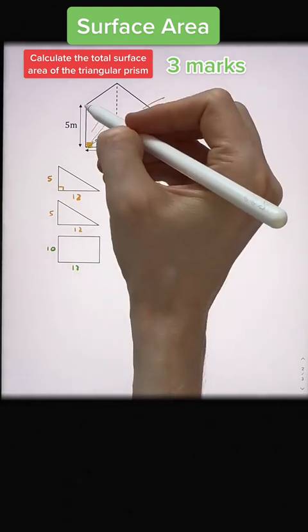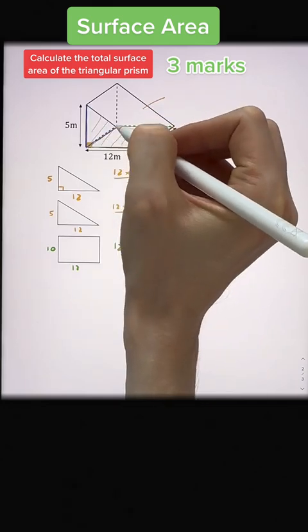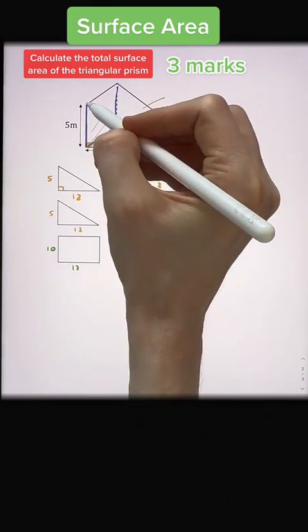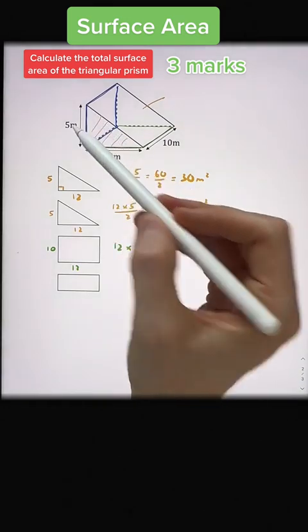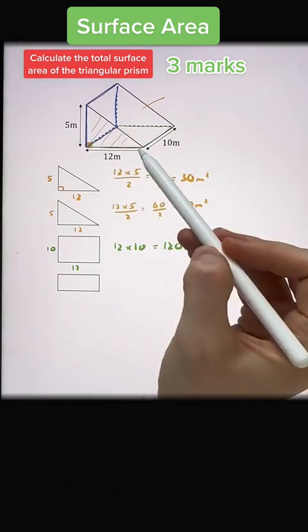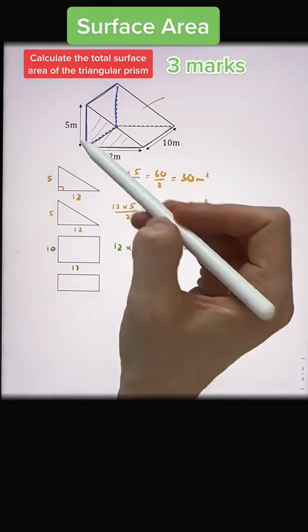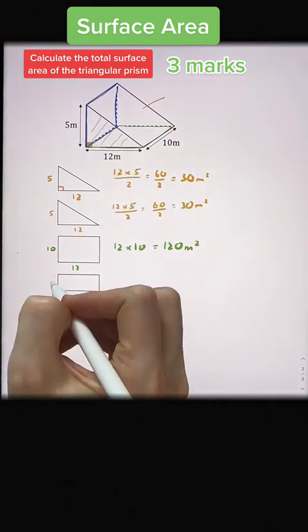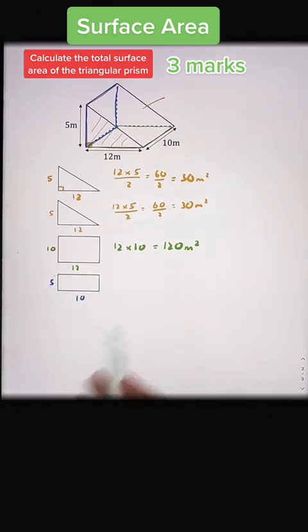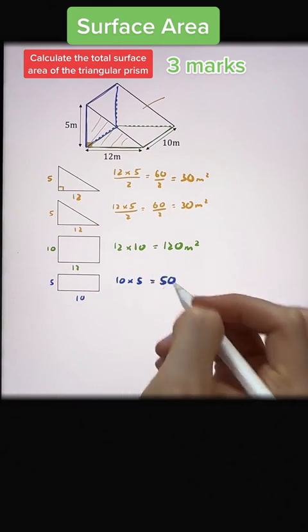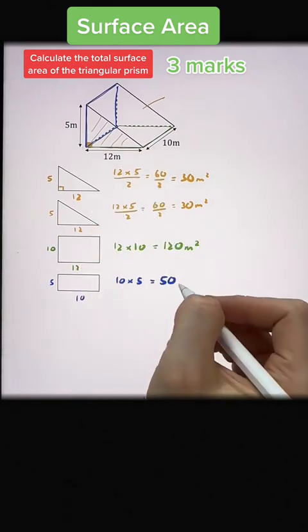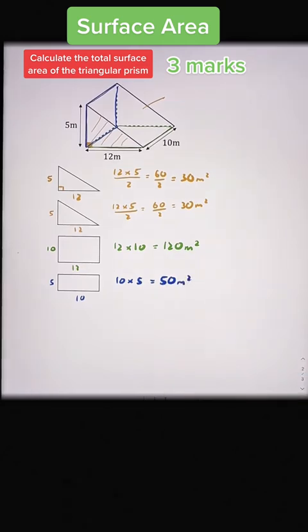The next face I'm going to choose to work out is the area of the back. Here I can see the back of a triangular prism is once again a rectangle. In order to calculate the area of a rectangle, I know it's going to be the length multiplied by the width. In this case, the length of my rectangle is 10, and my width is 5. So I'm going to have 10 multiplied by 5, and 10 times 5 gives us 50. Again, as my lengths are in meters, my area will be in meters squared.